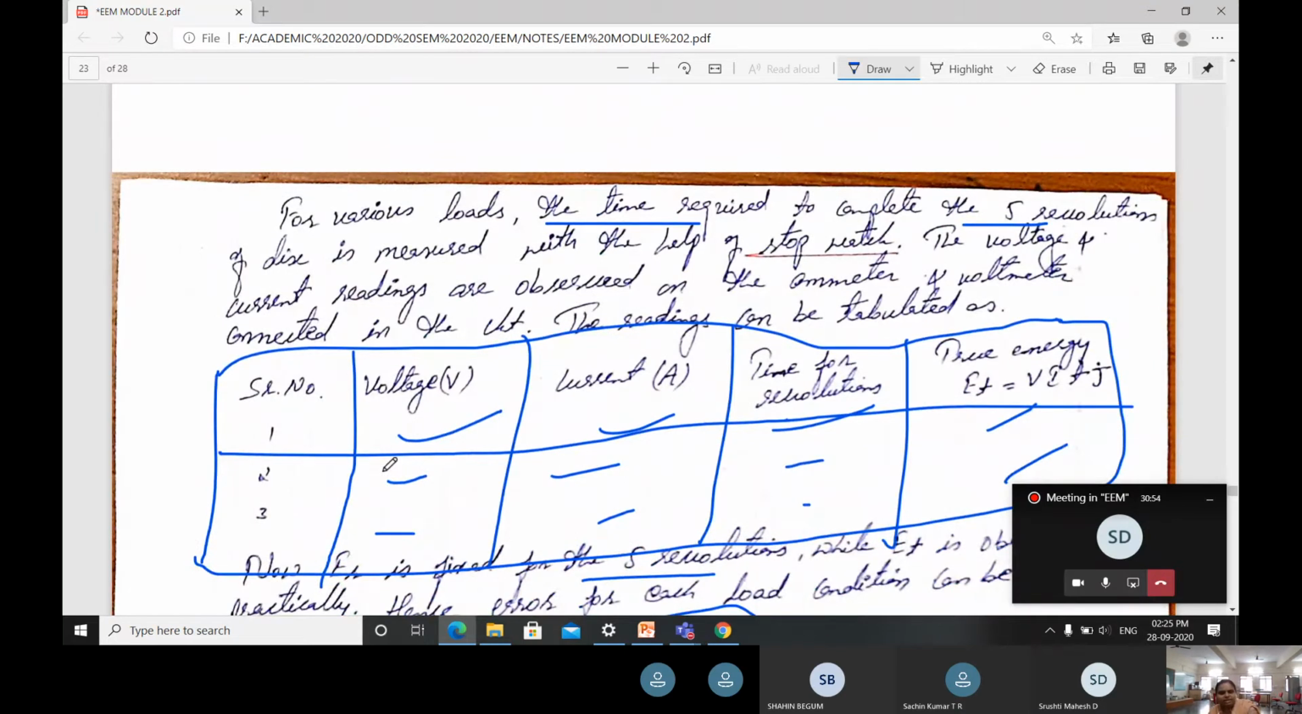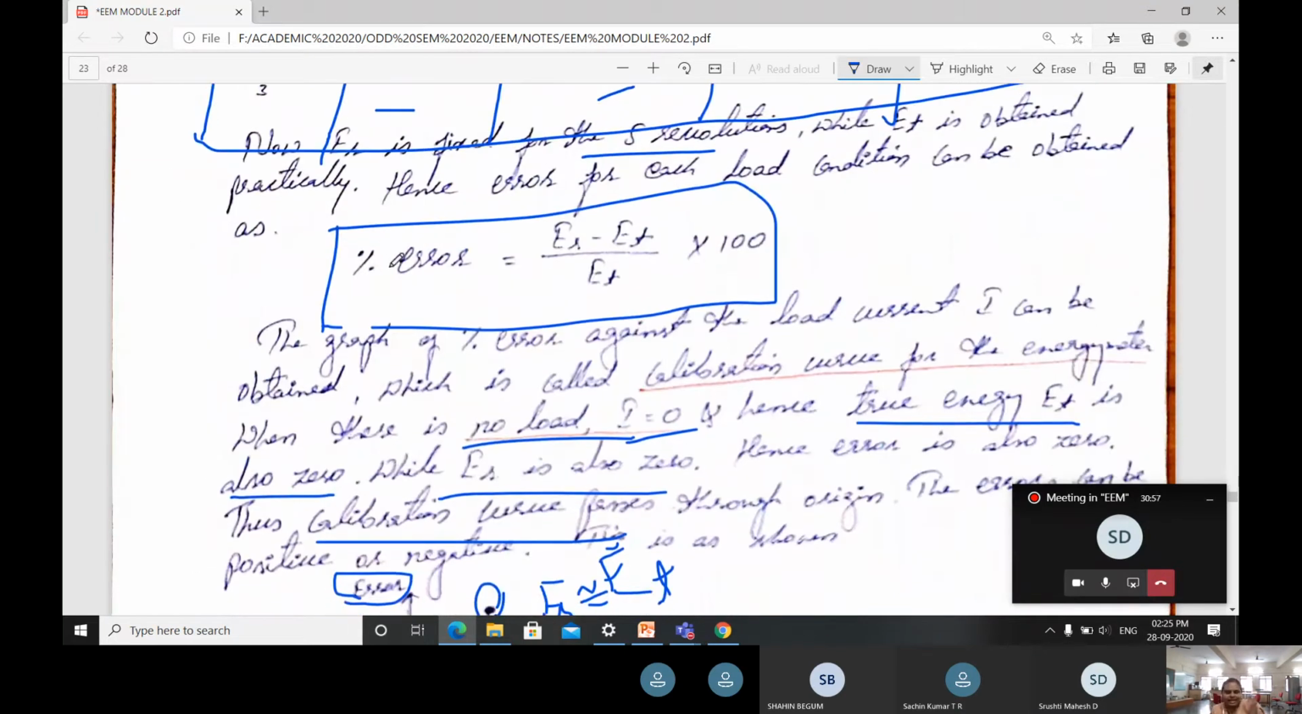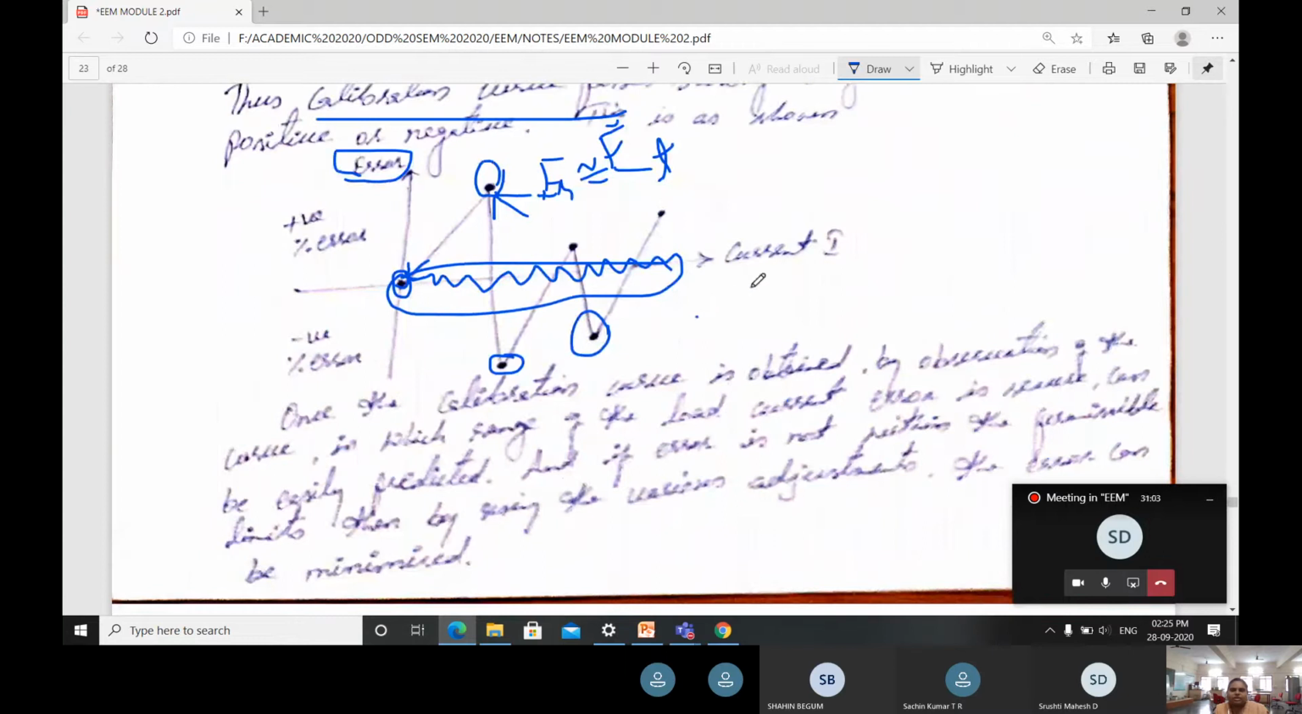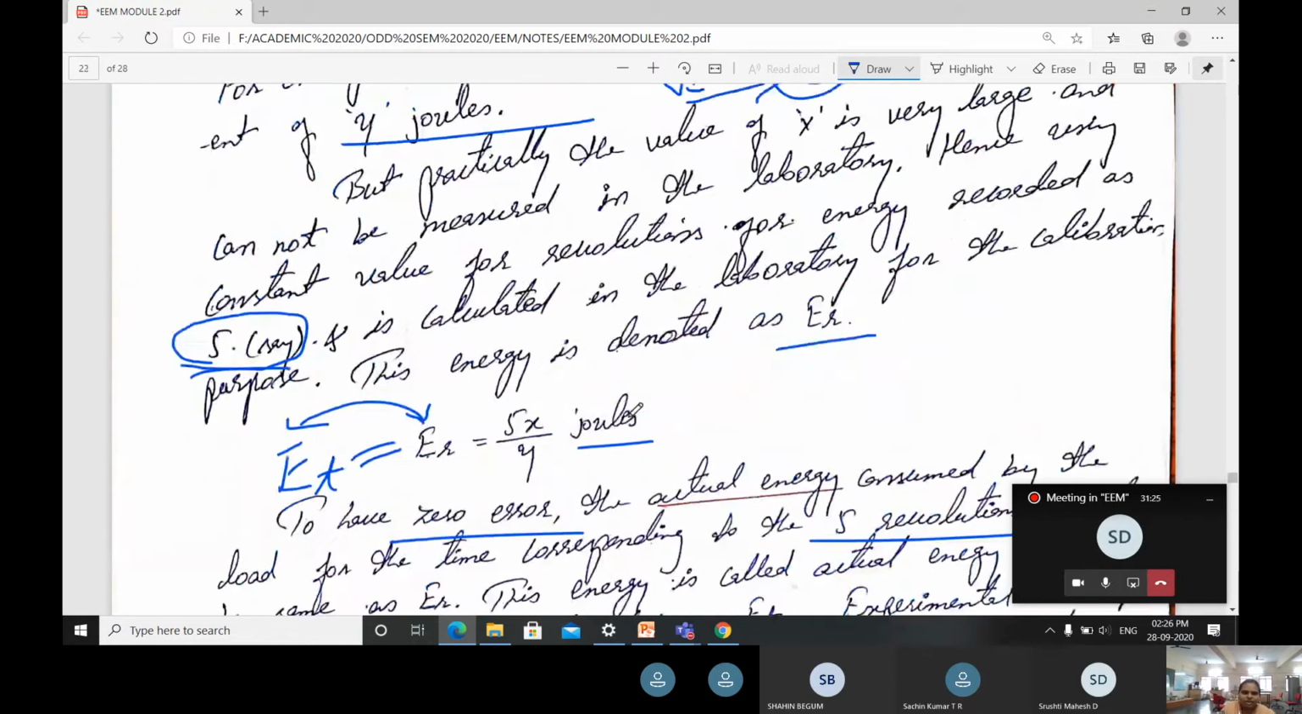I will note down the results, then I will go for the error that is going to occur using this equation, then I will draw the graph for this. Based on this graph, I can tell whether it has the error in a larger way or in a smaller way. If it is in a larger fashion, we have to make some adjustment in the energy meter, or else in terms of the design you are using. This is the next topic: calibration of energy meter.